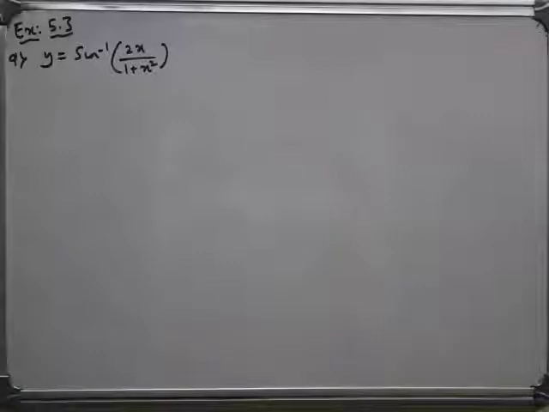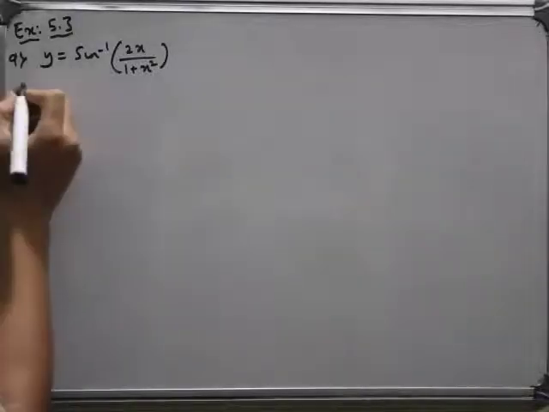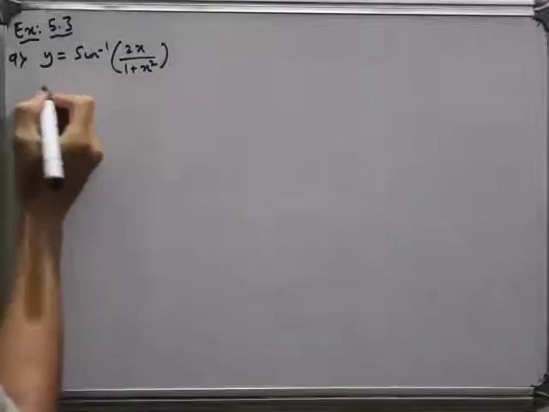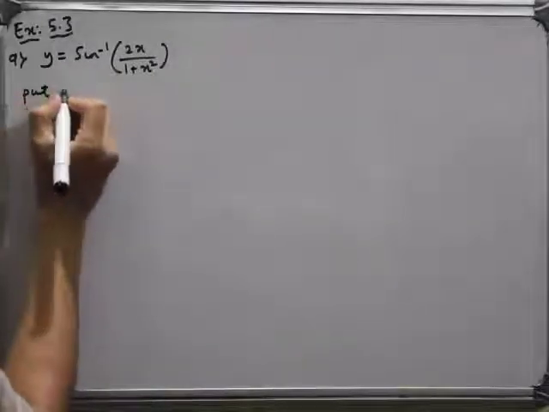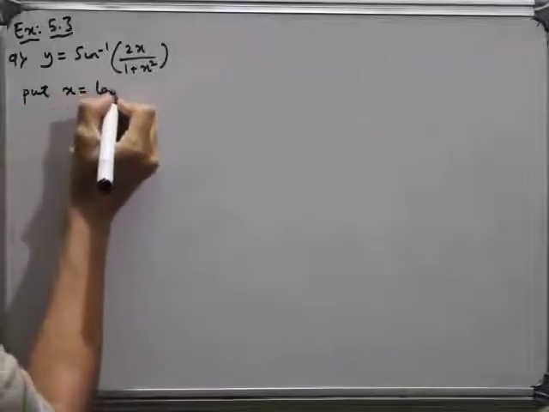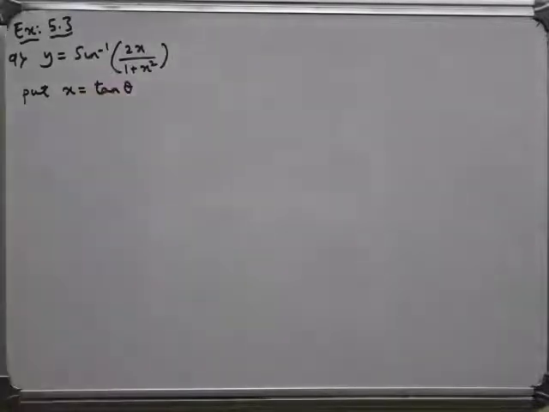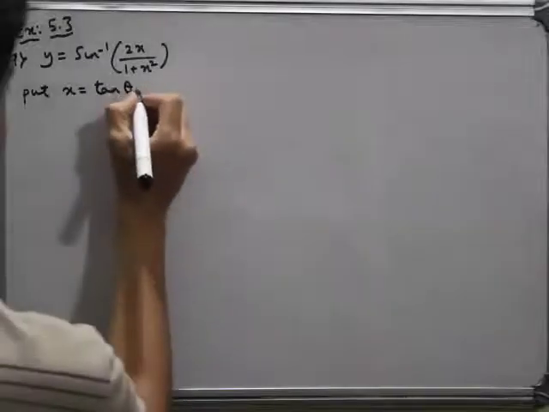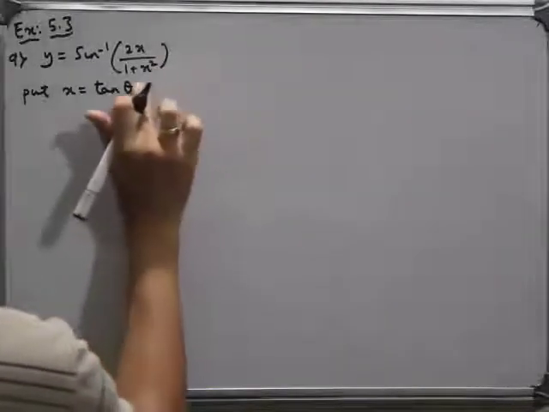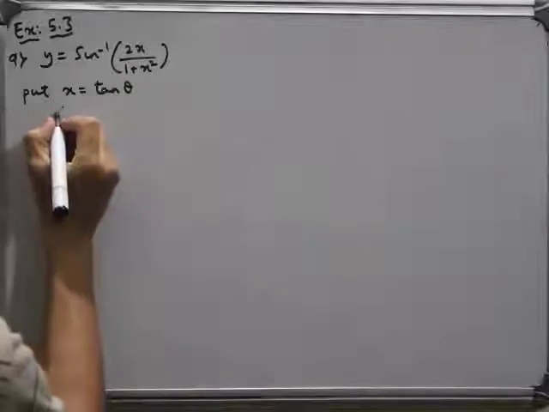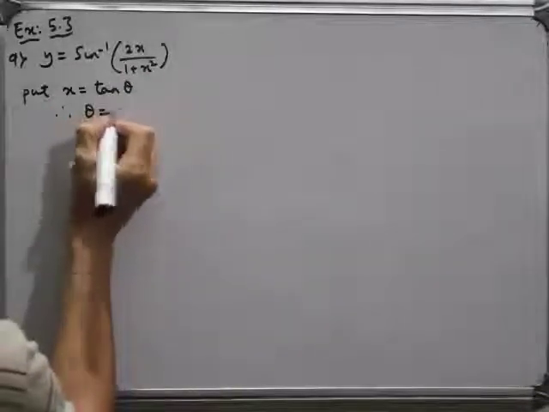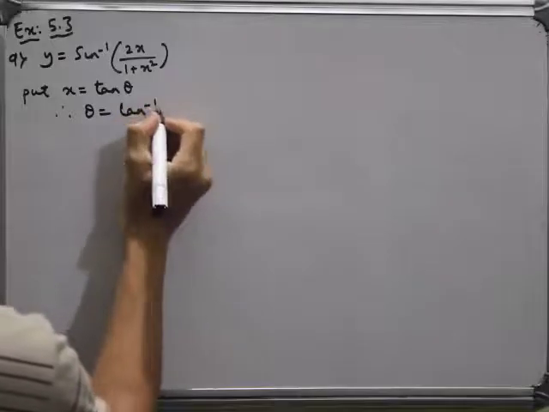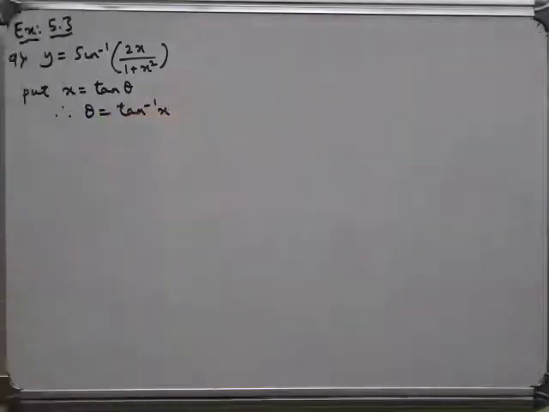So what we'll do is, first step I'll take let x equal to tan theta, or we can put x equal to tan theta, and you can write theta is equal to tan inverse x. Therefore, theta is equal to tan inverse of x.